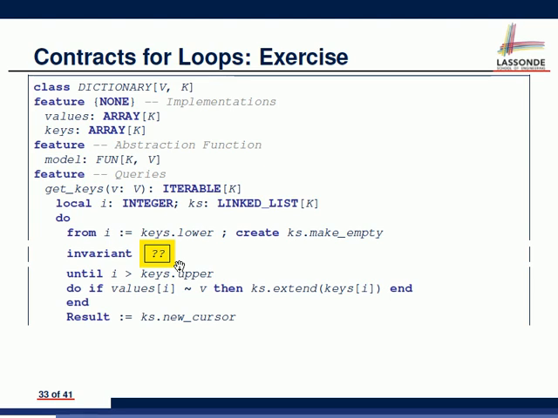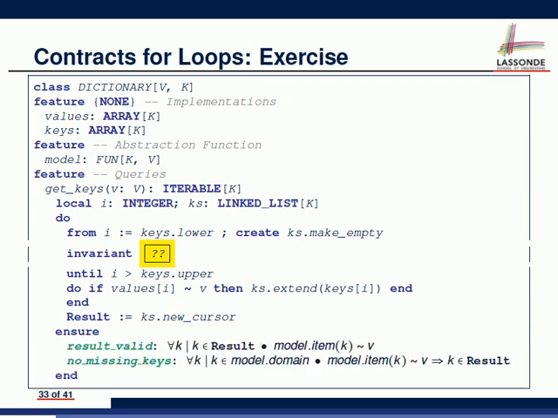At the same time, this is also the solution to one of your lab test questions. Remember, for the get keys, we had two postconditions, right? So we had result valid and also no missing keys. These are the two things I will leave you to study a bit. Basically, what these two postconditions are doing is as follows.